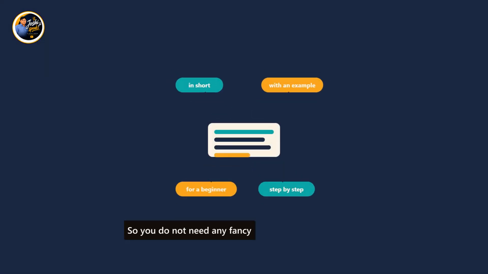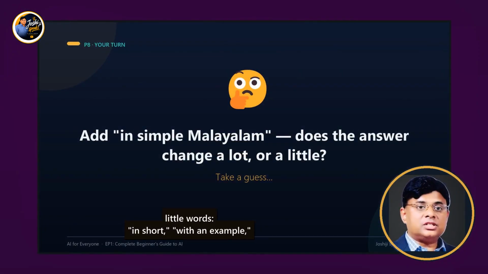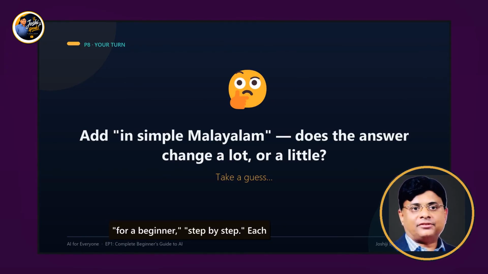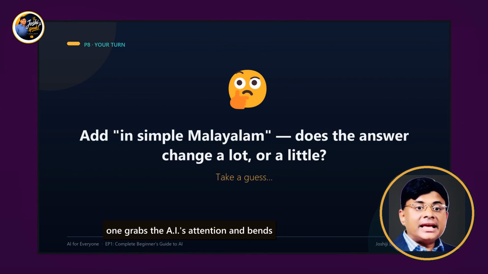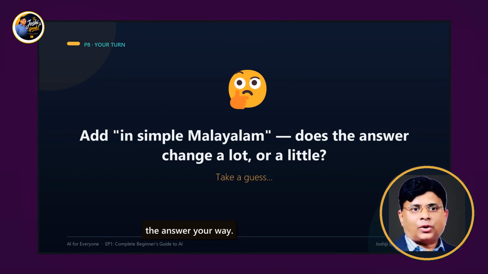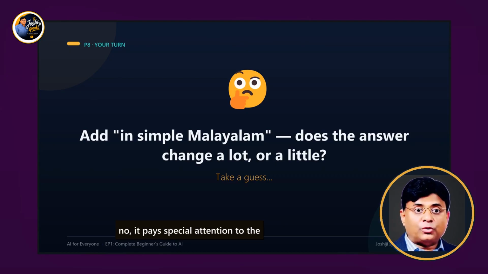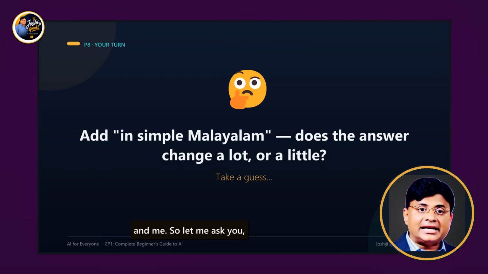So you do not need any fancy tricks, you just add the right little words, in short, with an example, for a beginner, step by step. Each one grabs the AI's attention and bends the answer your way. The myth is that the AI treats every word the same, but no, it pays special attention to the words that matter most, just like you and me.